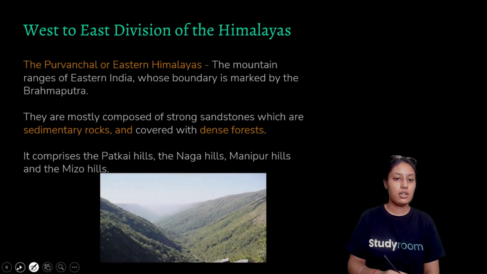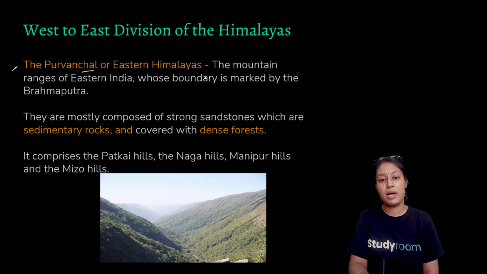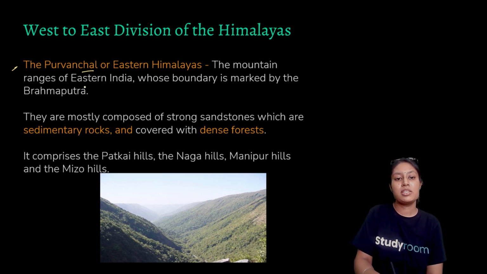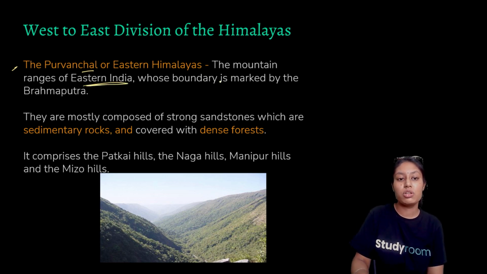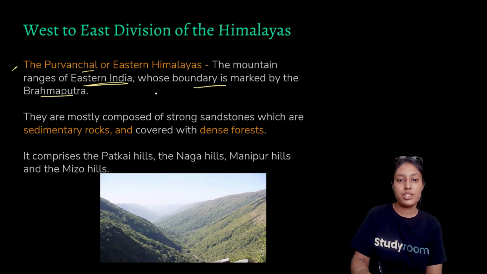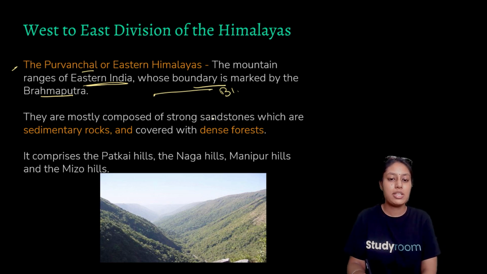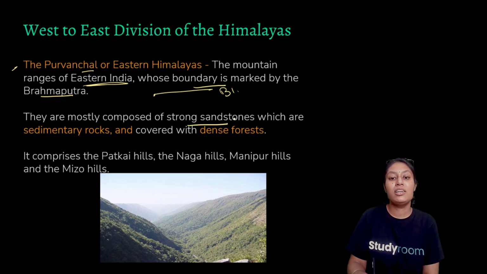Next we'll see more details. Purvanchal or the Eastern Himalayas are the eastern range. They connect with the boundary by the Brahmaputra. The Purvanchal Himalayas are quite different because they are composed of strong sandstones, which are sedimentary rocks, covered with dense forest.